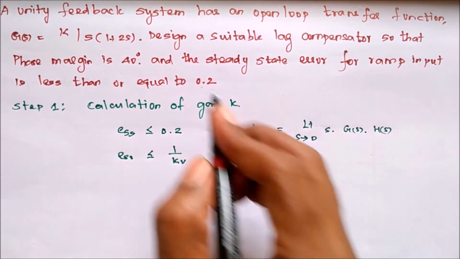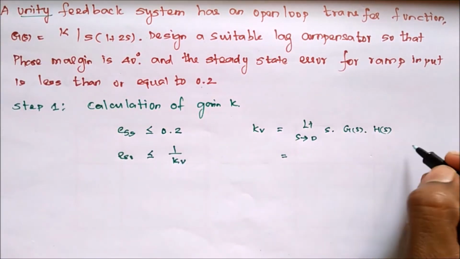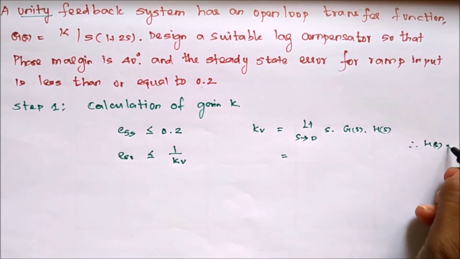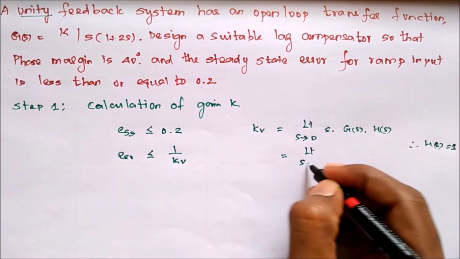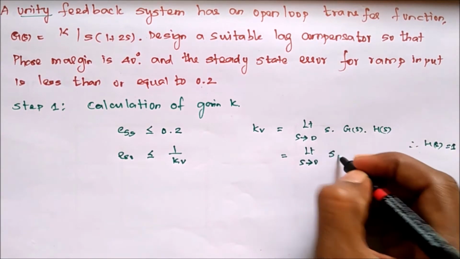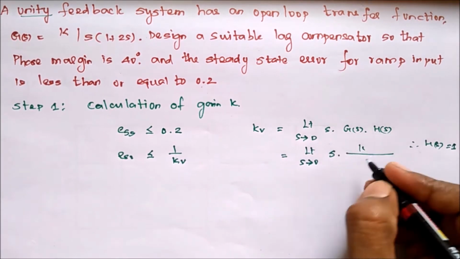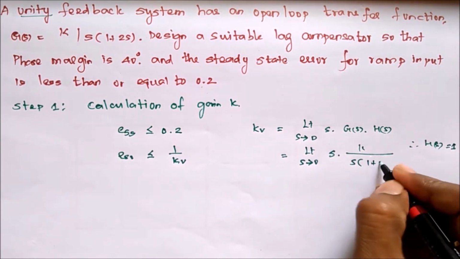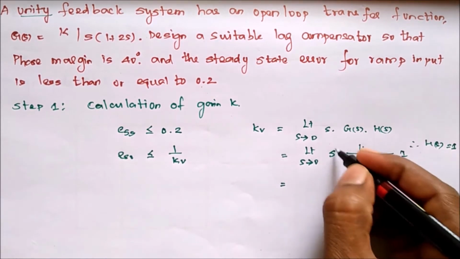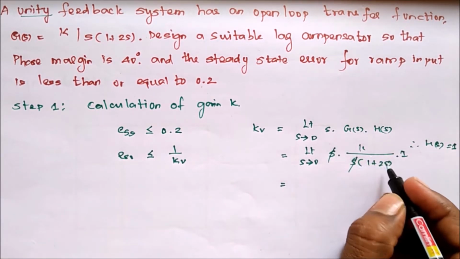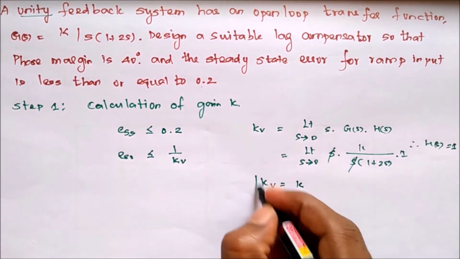According to the given problem, it is a unity feedback system. Therefore H(s) equal to 1. Here we have to substitute limit s tends to 0. Now what is G(s)? G(s) equal to K divided by s into (1 plus 2s). Both s will cancel. If we substitute s equal to 0, we will get Kv equal to K.